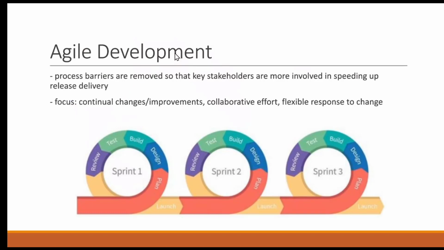Agile development is when process barriers are removed, and key stakeholders are enabled to collaborate more closely with the software delivery, which accelerates it. And so its focuses are on continuous changes and adapting to the feedback of those key stakeholders that collaborate with the developers. And it's essentially acknowledging that software producers don't know everything on their own, the stuff they need to successfully develop and deliver high quality software.